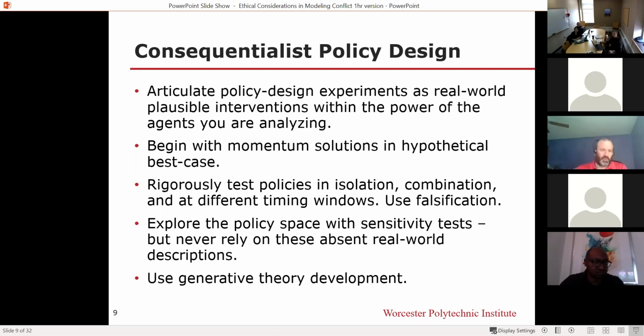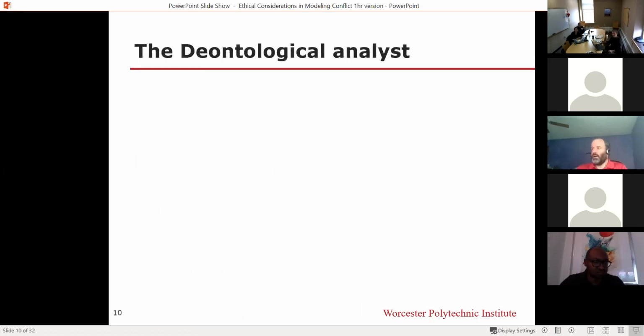And then use generative theory development. We have simulations, let's use them. Run one suite, learn from it, run another suite, learn from that, iteratively test these.